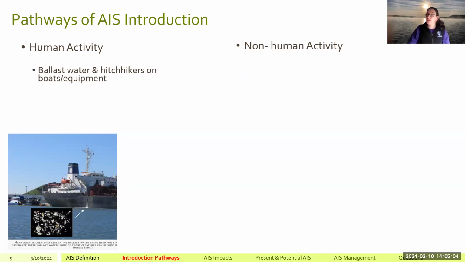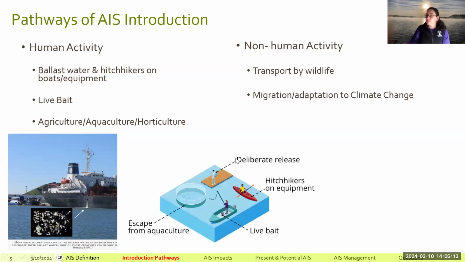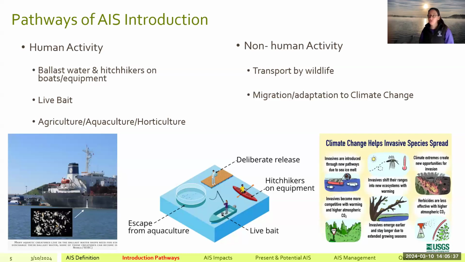Another way is hitchhikers on boats and equipment and live bait, and also agriculture, aquaculture, and horticulture. Aquaculture includes aquariums, and many of the aquatic invasive species in the US have been spread through the accidental or deliberate release of aquariums and species in aquariums. And then non-human activity includes transport by wildlife and migration adaptation to climate change.